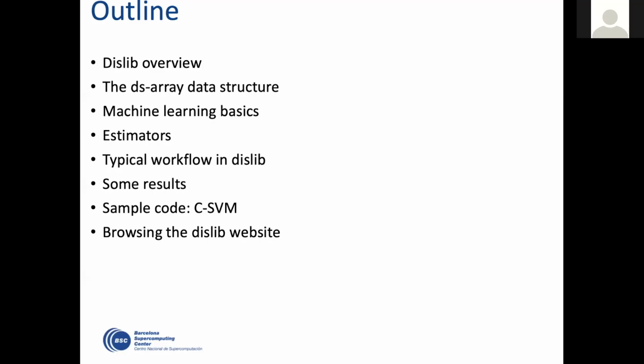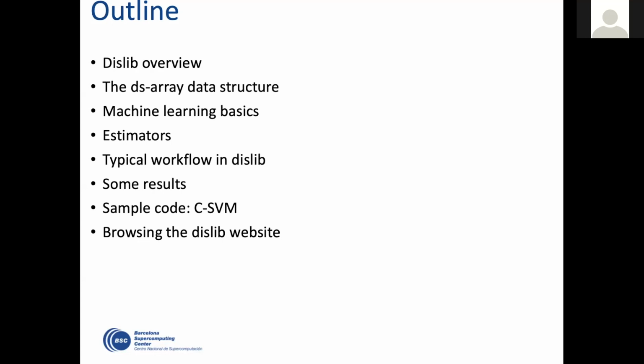So we will start with dislib. I will present an overview of the dislib. Then I will present the basic data structure that the dislib has, the DS array. Then we will go through some basics on machine learning and estimators, just so that those that maybe are not that familiar understand a bit more.